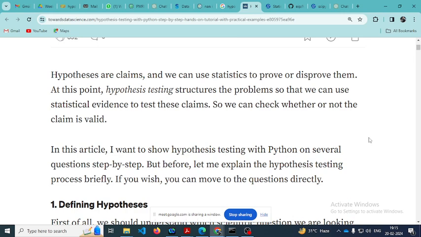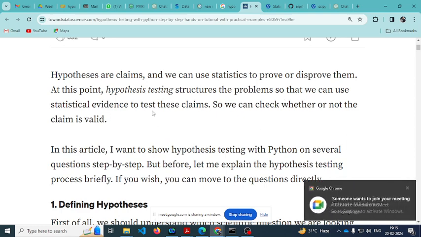Generally these hypotheses are claims. I'm just giving a brief introduction about these hypotheses. Hypotheses are claims, and we can use statistics to prove or disprove them. We are going to frame some hypotheses, and you need to prove whether a particular hypothesis is correct or not. Hypothesis testing problems let us use this test as statistical evidence to test these claims.